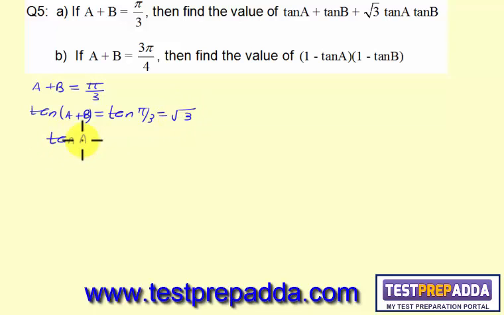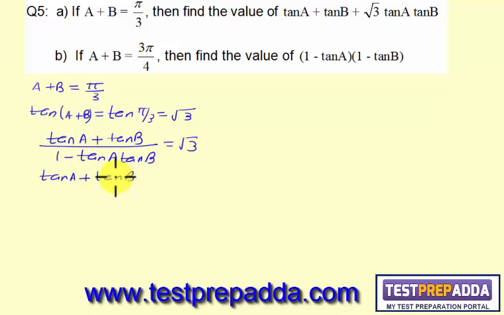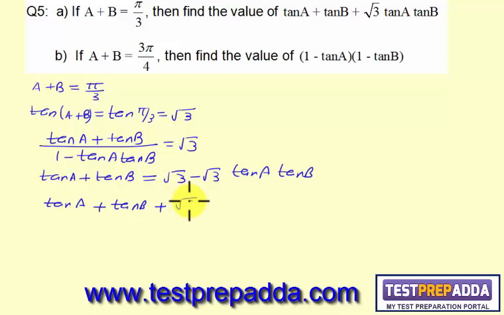So it becomes, I'll open the formula, tan A plus tan B upon 1 minus tan A tan B is equal to root 3. So it becomes tan A plus tan B is equal to root 3 minus root 3 times tan A tan B. From here, if I try to find the value of tan A plus tan B plus root 3 tan A into tan B, the value comes as root 3. So here the answer of this question is root 3.